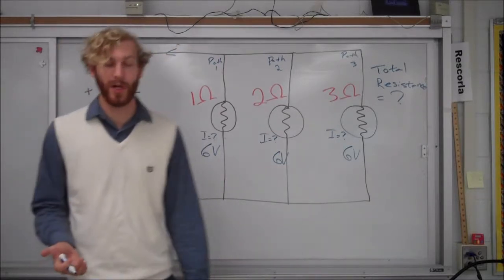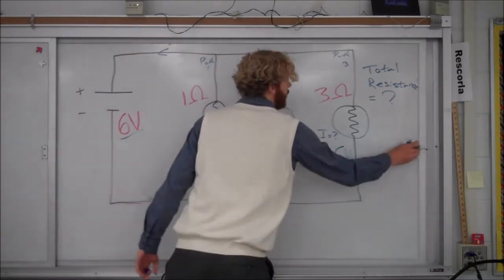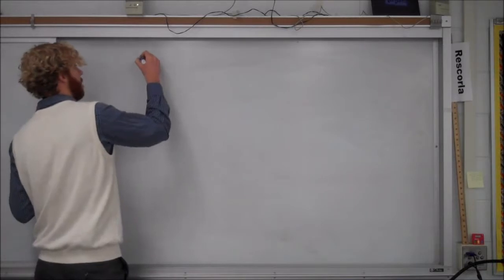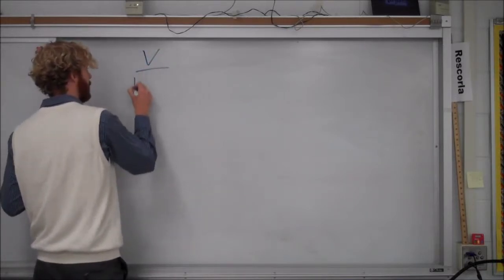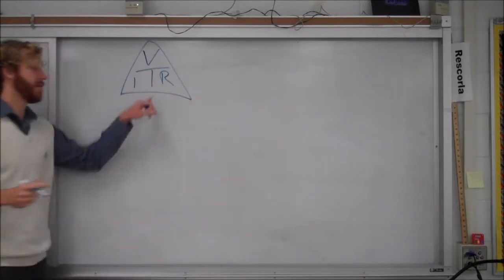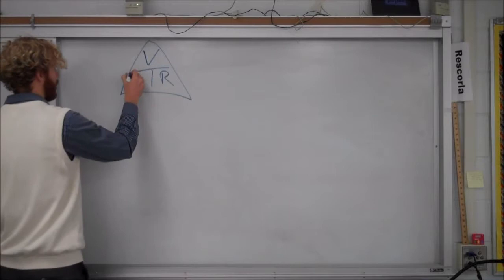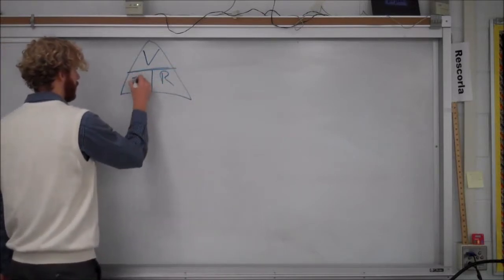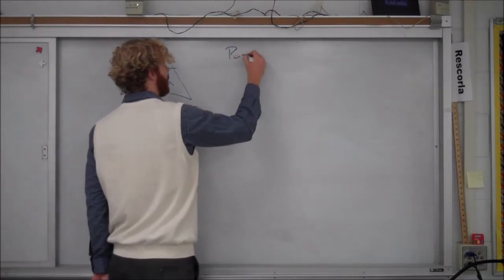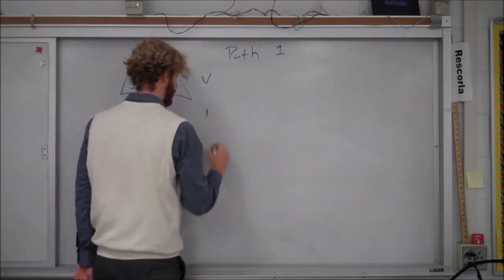Now we're using the same triangle still. V on top, I, and R on bottom. So this is our triangle that we're going to be using. So for path 1, we'll make a chart.